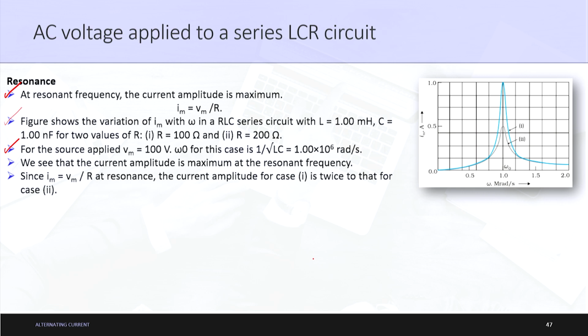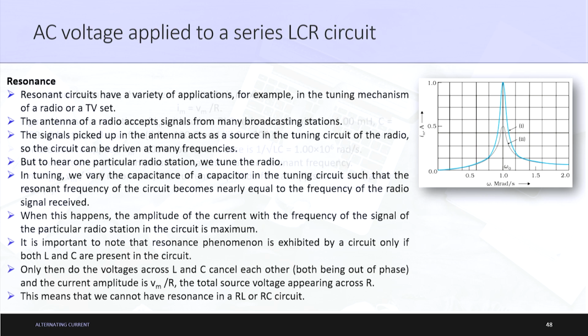As you can see, it is given as 10 to the power 6 radians per second. We see that the current amplitude is maximum at the resonant frequency. Now, since Im is equal to Vm upon R at resonance, the current amplitude for case 1 is twice that for case 2. Why? Because this is for 100 ohms and this is for 200 ohms, so it is divided by 2 here. I think this is the only concept required to be understood.